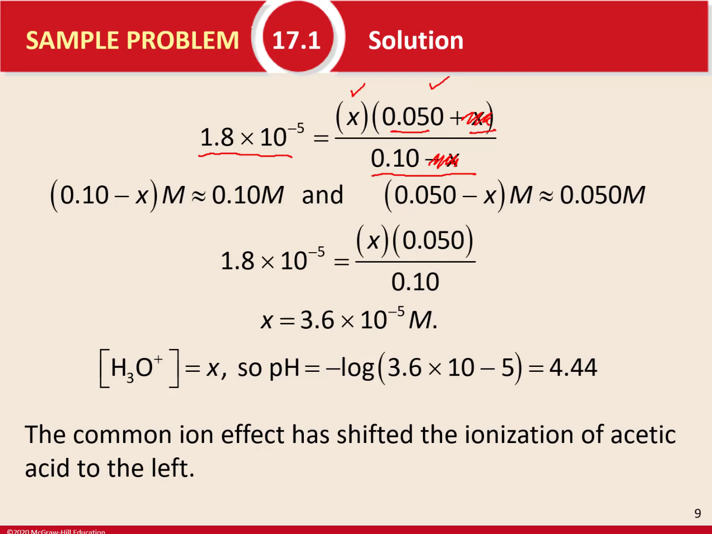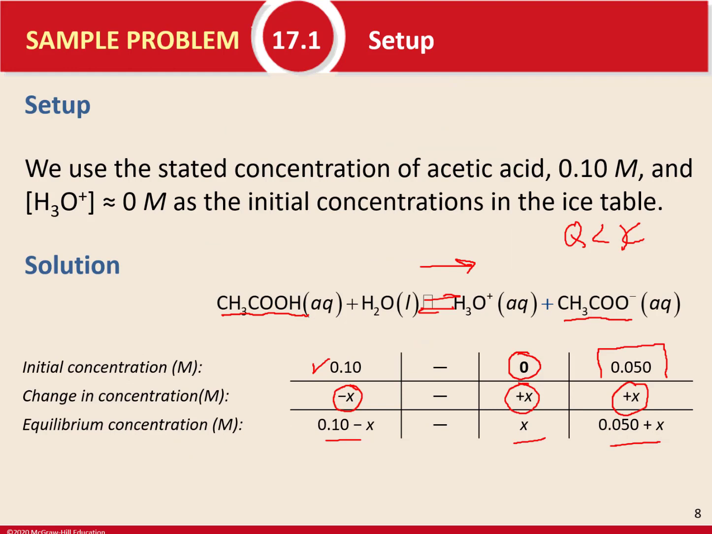And so now this is what we have. We have the Ka for the acid equals X times the concentration of the acetate ion over the concentration of the acetic acid. And we solve for X. So when we solve for X, we get 3.6 times 10 to the negative 5th molar. So what does X represent? Well, again, don't forget to go back to the ice table, and we see that X represents the hydronium ion concentration, okay?